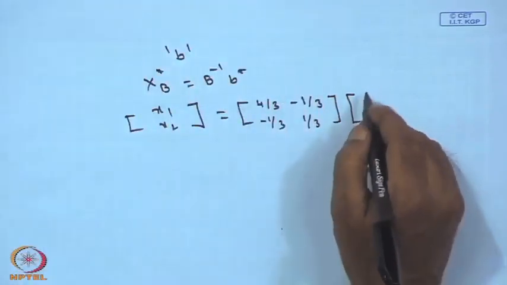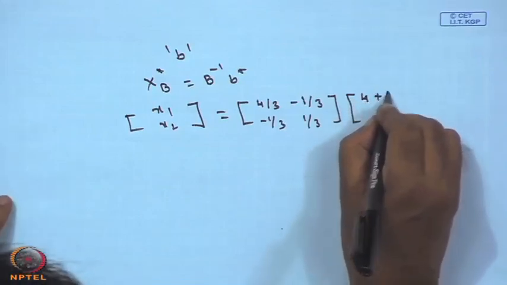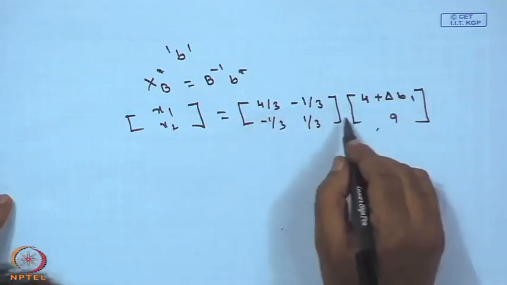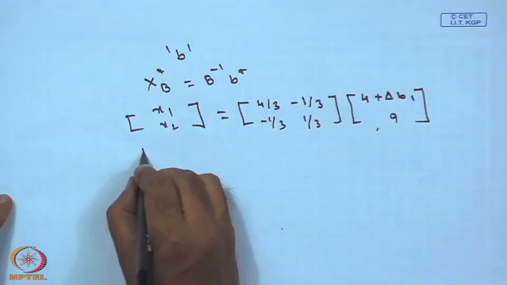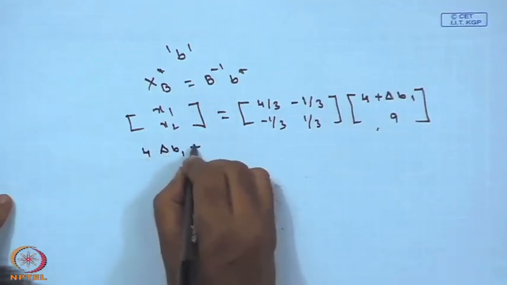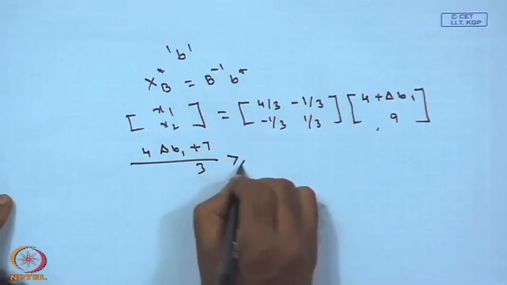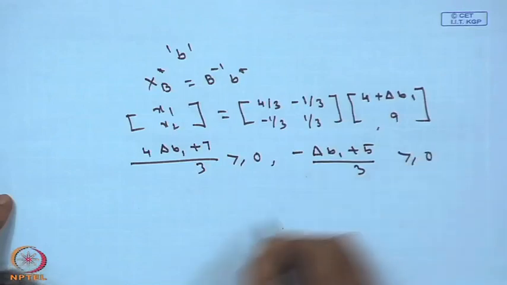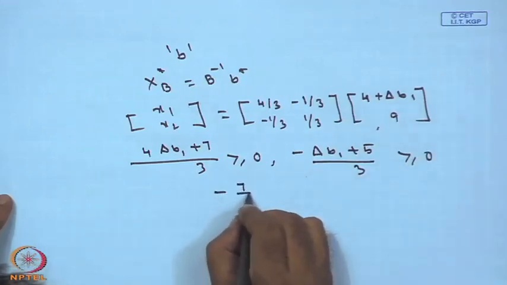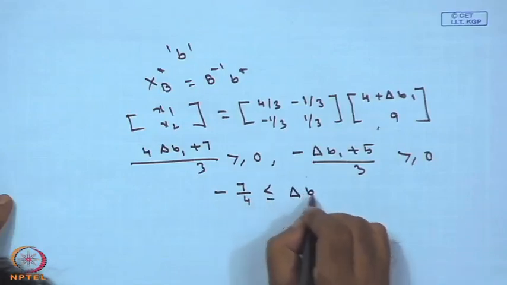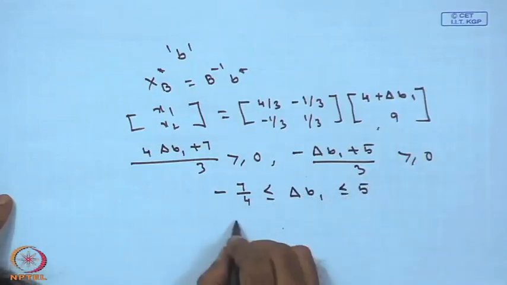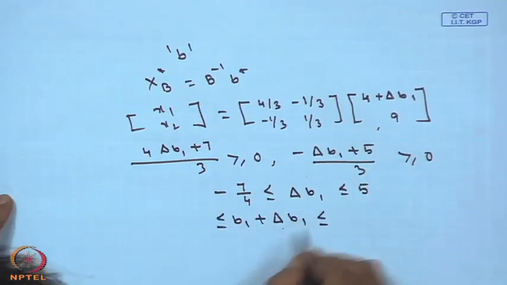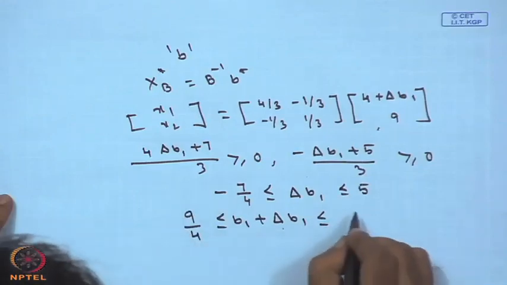this one into your first B which you are changing. So 4 plus delta B1 into 9. You can calculate the matrix, and both the elements should be greater than or equal to 0. In other words, 4 lambda B1 plus 7 by 3 is greater than or equal to 0, and minus lambda B1 plus 5 by 3 is greater than or equal to 0. So you can get a range of lambda B1: lambda B1 will lie between minus 7 by 4 and 5. So you can tell what B1 plus lambda B1 will range over; you have to add 4 on both sides. Once you add 4, it is 9 by 4 and 9.